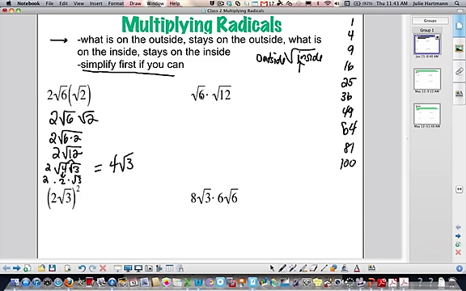Okay, next problem, root 6 times root 12. Now, one thing you can look at here, a couple different ways you can attack this problem. You can simplify the 12. That simplifies down to 4 and 3 like you just did over here.